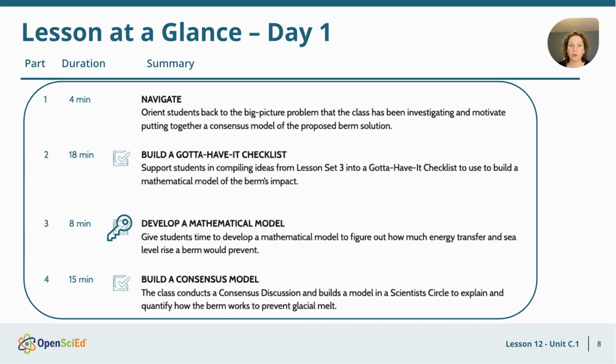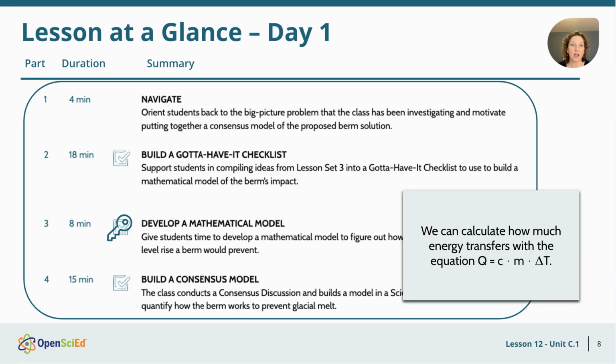So in the first loop, we'll gather some ideas that we'll summarize from lesson set 3, which is lessons 8 through 11, into a gotta have it checklist that then the students will use to build a mathematical model for the berm's impact. We'll figure out that we can calculate how much energy is transferred with the equation Q equals C times M times delta T. And then that will allow us to figure out how much ice melt the berm can prevent at the Ilulissat Glacier. We wonder if it would be really able to prevent the glacier melt as much as we hope it would.